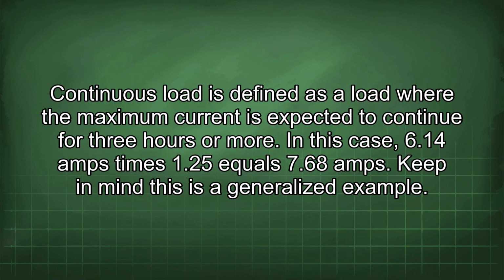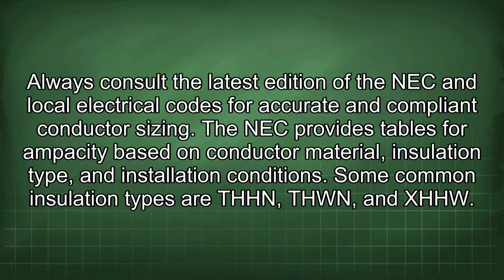Continuous load is defined as a load where the maximum current is expected to continue for 3 hours or more. In this case, 6.14 amps times 1.25 equals 7.68 amps. Keep in mind this is a generalized example. Always consult the latest edition of the NEC and local electrical codes for accurate and compliant conductor sizing.